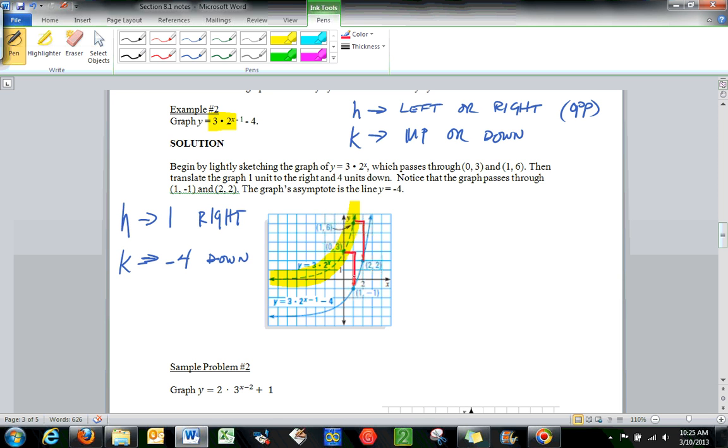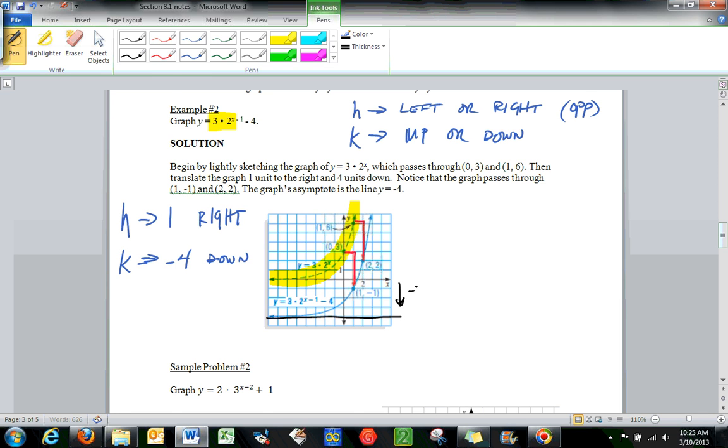Now, one extremely important part here as well that you should recognize is that not only did we shift the entire graph down 4, but we also shifted this asymptote.